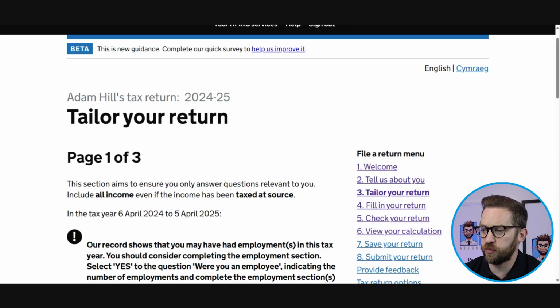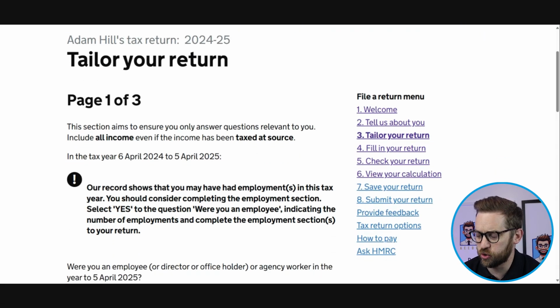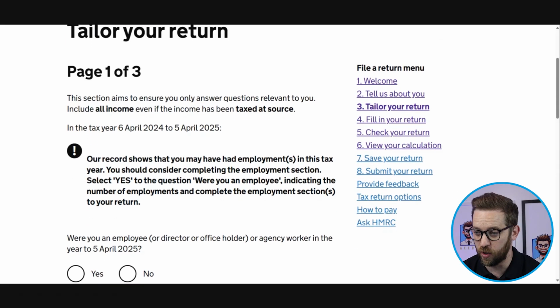So if we work through this, it's 3 pages of yes/no style questions. They're fairly straightforward to answer, providing you know what they're getting at, what they're trying to ask. So I'll give you a little bit of narrative to each one.